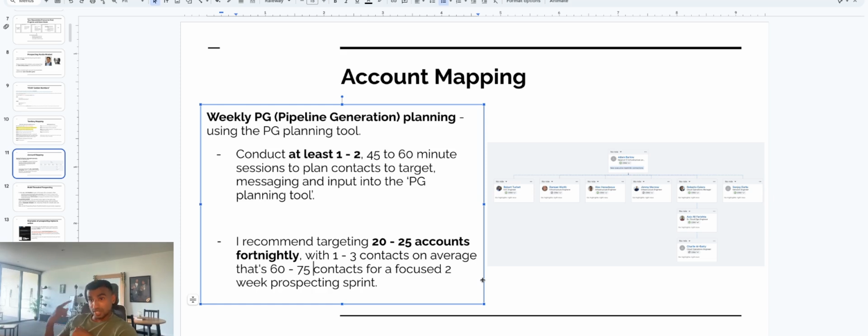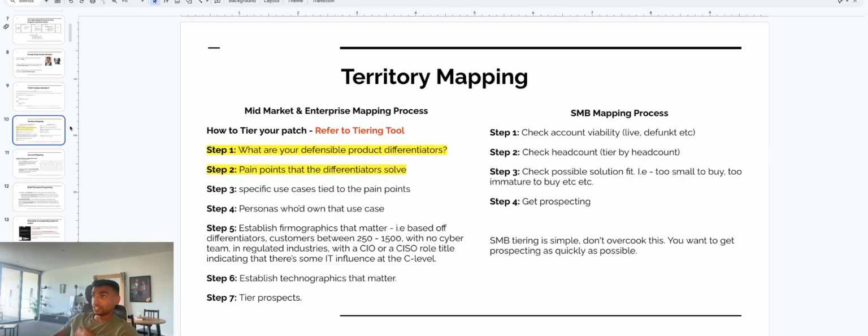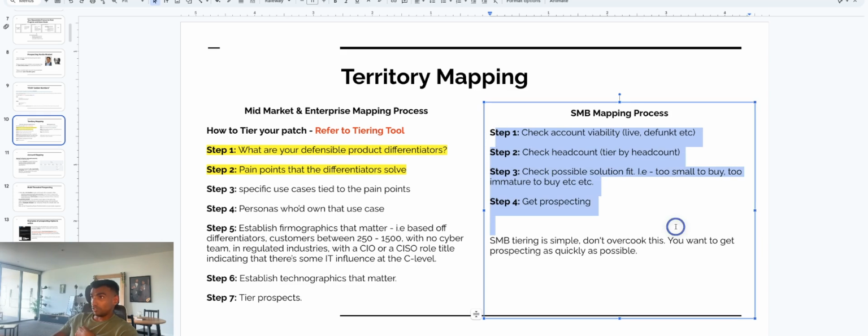This is how you start to work through your territory, right? So if you've done this right, you have done your tiering work. You made sure that you know which accounts are live, which accounts are not. You check your head count. If they're too small, they're just not worth your time. Don't waste your time, right? And then you have a quick squiz at possible solution fit. Again, if it's a 1-person company, a 2-person company, and you have a solution that is maybe just not aligned to them, right? Like, pick your poison.